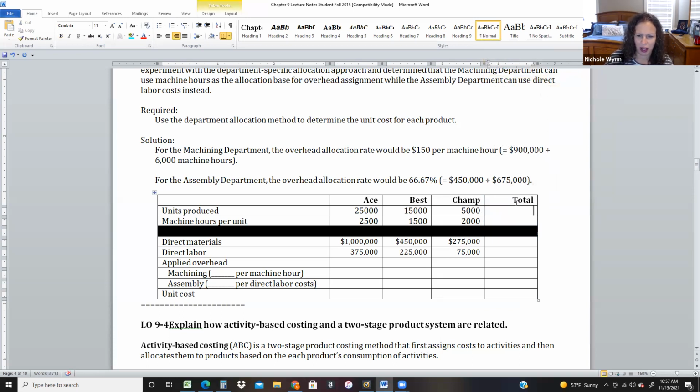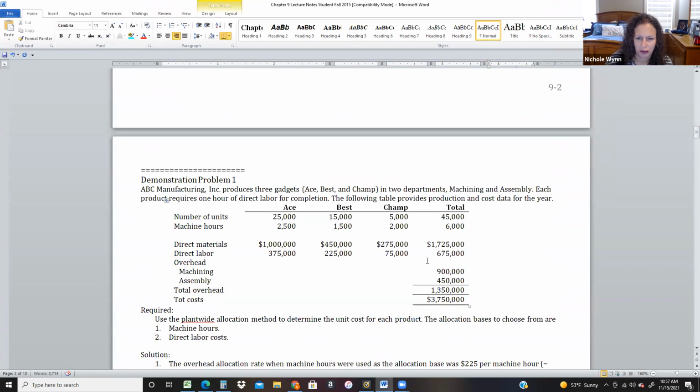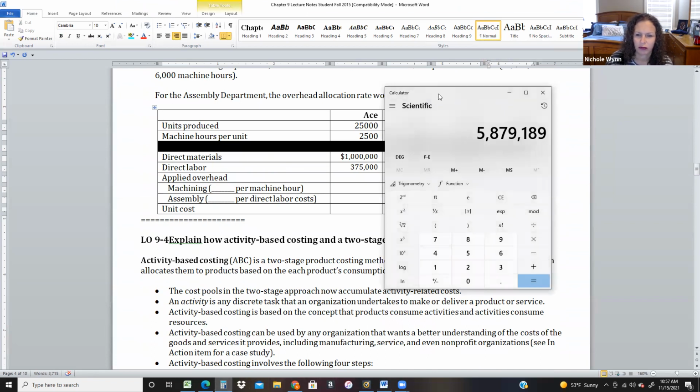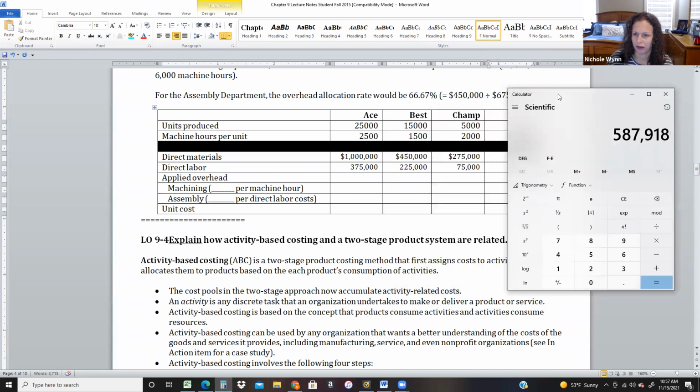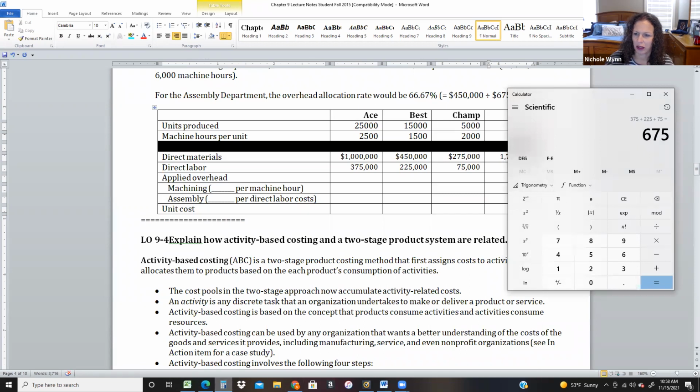The total number of units produced looks like 45,000. Let's check that, make sure we have it right. Yep. And then 6,000. I don't really need these totals, but I guess I can do it because I'm here. $1,725,000 is the total we're spending on direct material. For direct labor, 675.